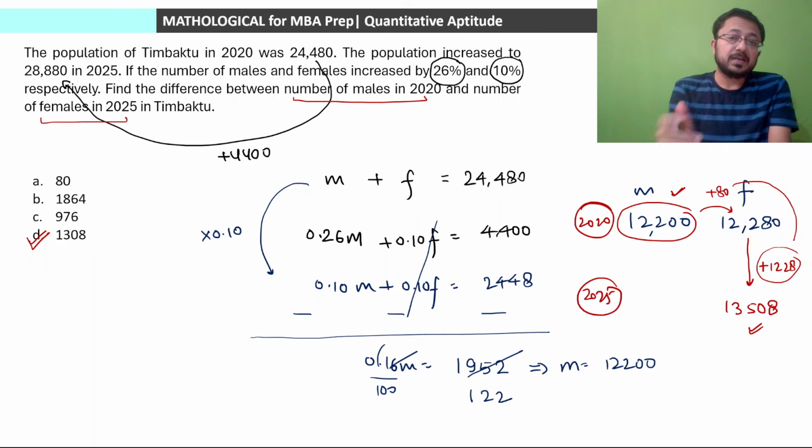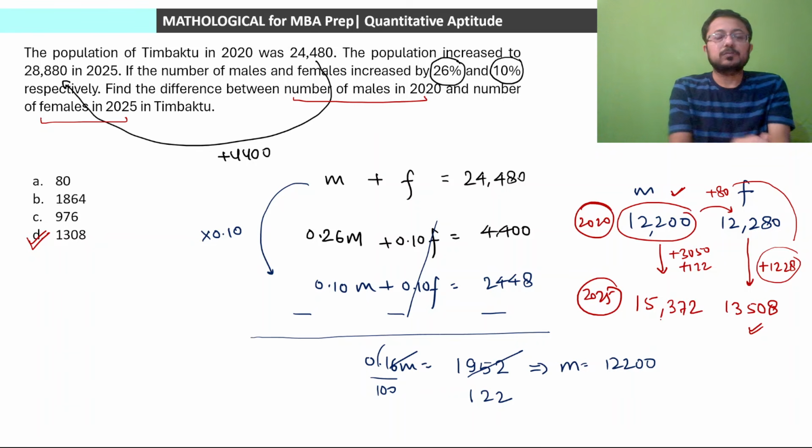मेल का पॉपुलेशन बढ़ा है 26% से, यानी 25% ले लो और 1% ले लो. 25% कितना होगा इसका? 3050 प्लस 122, तो 3172 का इंक्रीज आएगा. 15,372 will be the new male population. Okay.